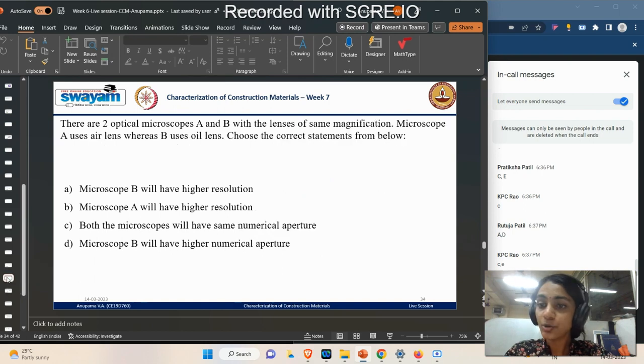So again, there are two optical microscopes, A and B. Same magnification, no other difference. The only difference is that A uses an air lens whereas B uses oil. It has an oil in between. Choose the correct statements from below. Both are the same. The only difference is the presence of oil in microscope B. Microscope B will have higher resolution. Microscope A will have higher resolution. Both the microscopes will have the same numerical aperture. Then microscope B will have higher numerical aperture. So which are the correct statements?